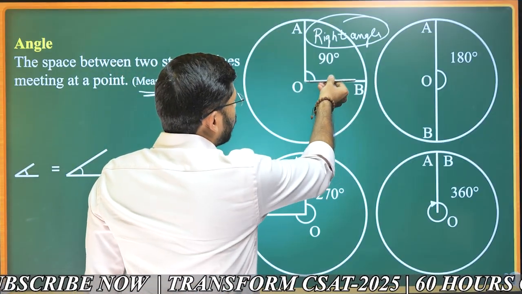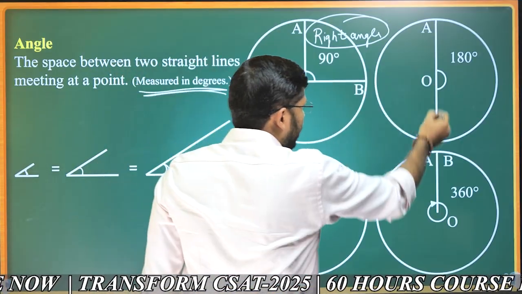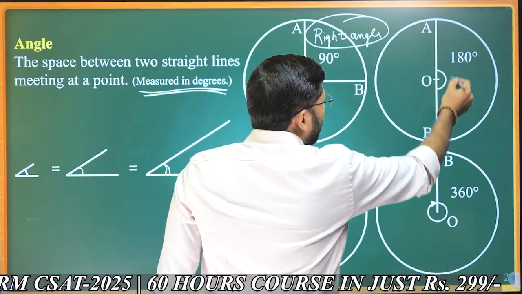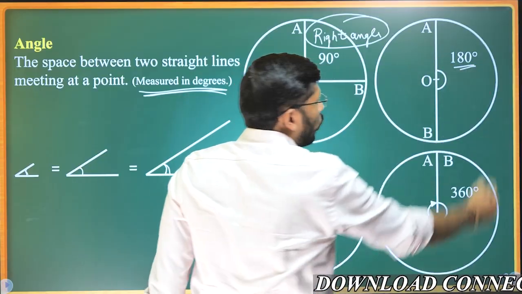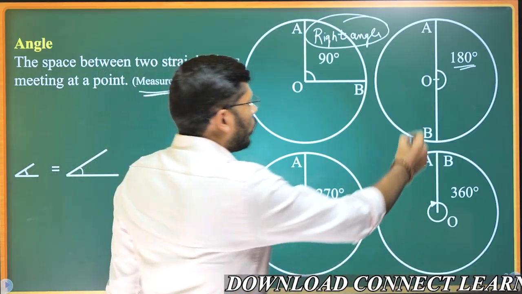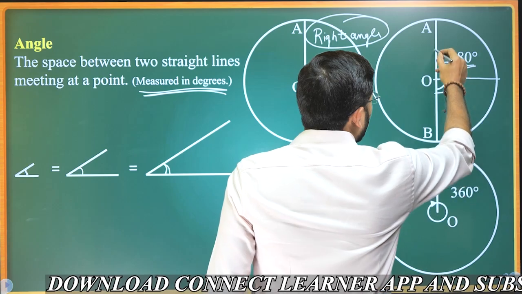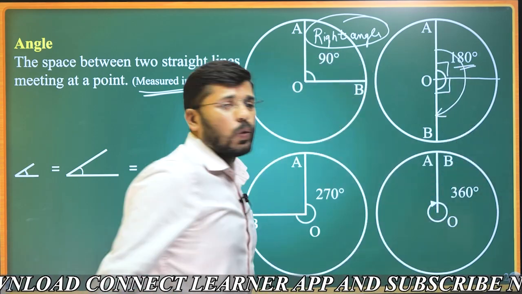Now let us move this OB like this. Done. This is AO and this is OB. Now the angle between them is 180 degree. Why is it 180 degree? Because if the line were here, this would be 90 and this would be 90. So completely it is 180.